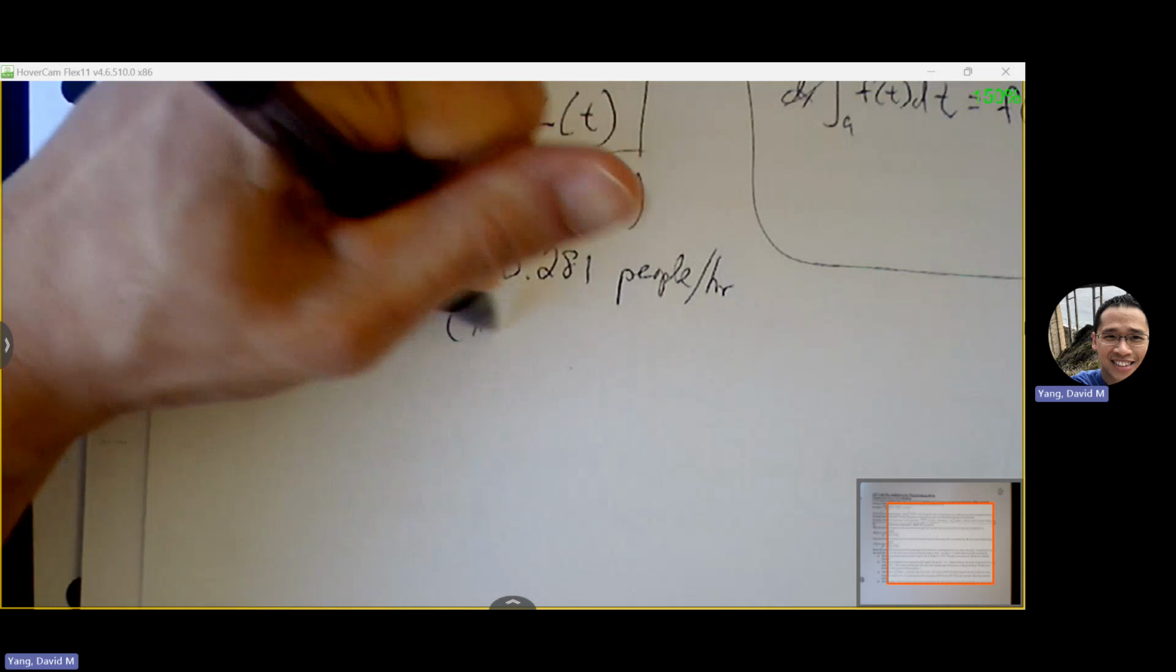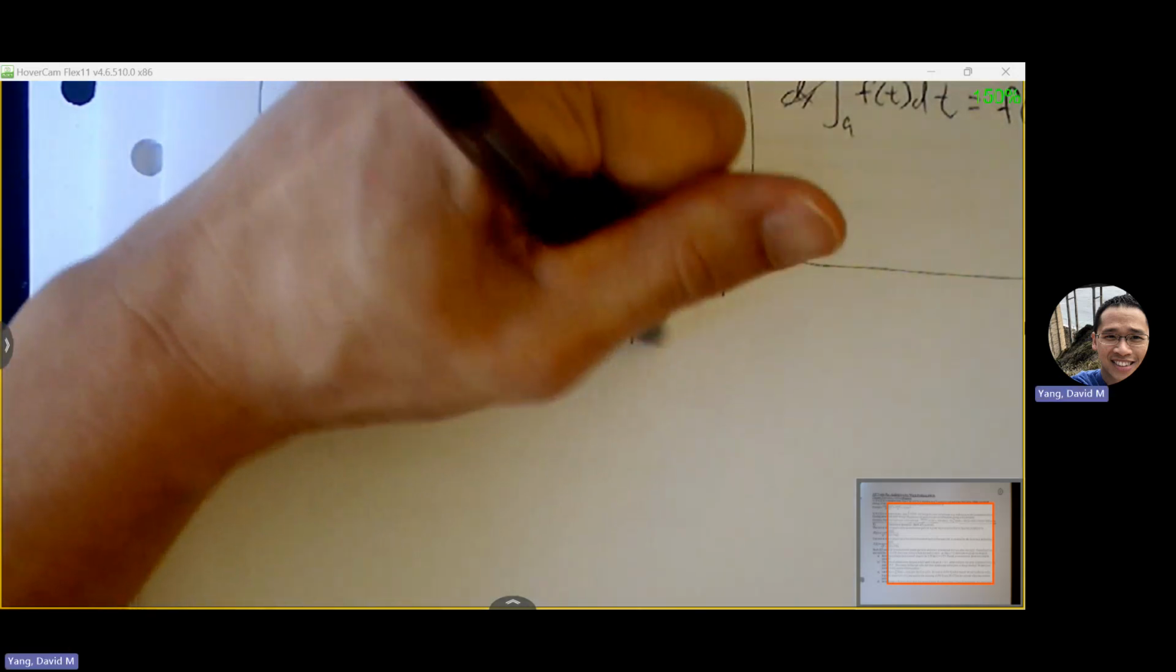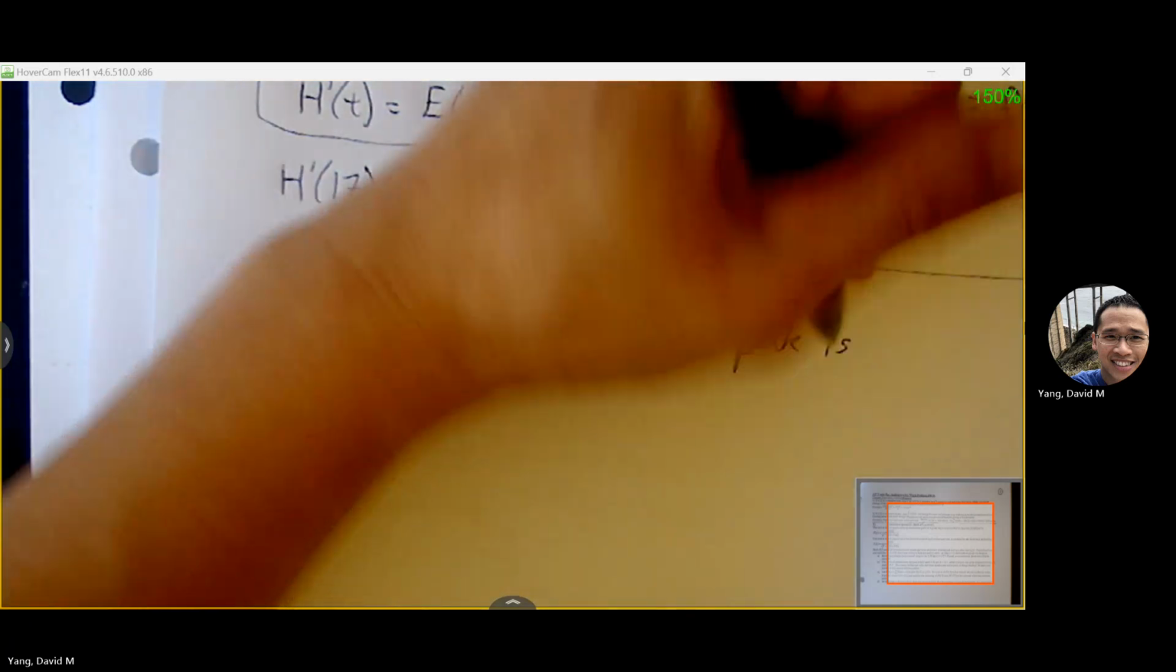So yeah, number of people in the park decreasing.